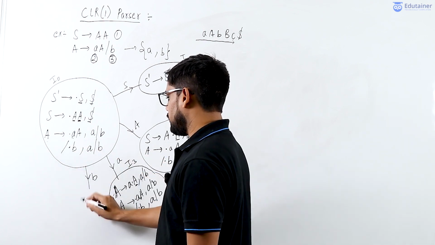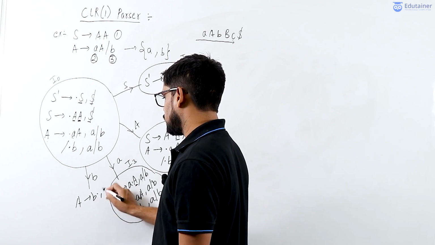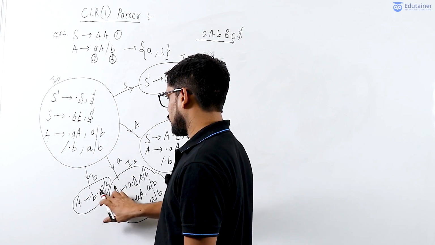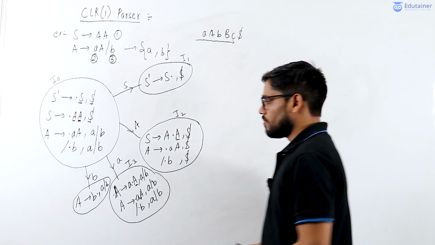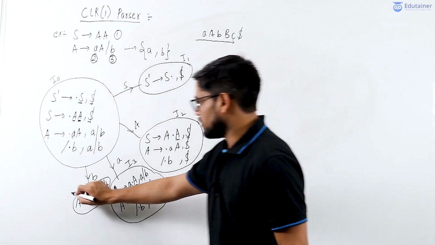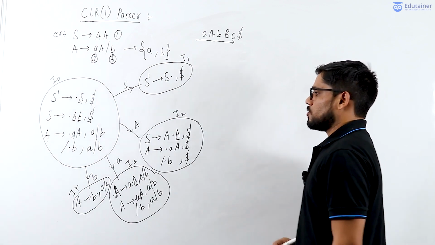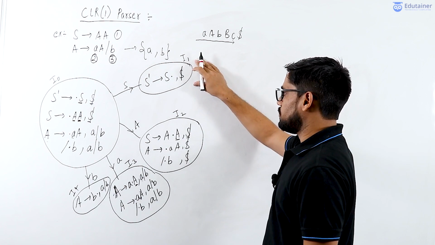And on a small b, the production is A derives B dot, A comma B. Okay, and it is a final state. Let's call it the I4 state. Okay. So state number I0 is completed, state number I1 is completed.